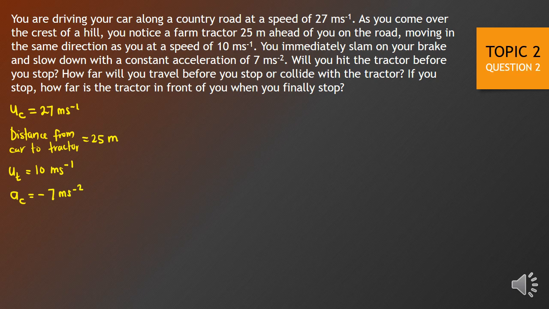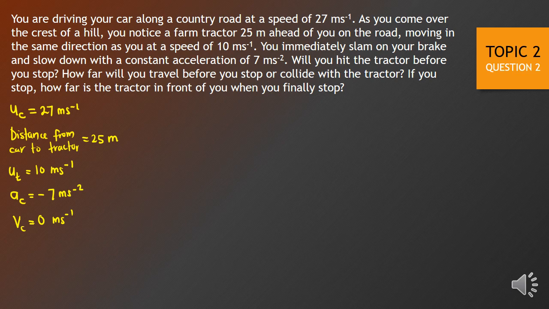And then finally, okay, the car will stop. So we know that the final velocity of the car is equal to 0 meters per second. And we want to know whether the car hit the tractor or not. Okay, that's our first task.